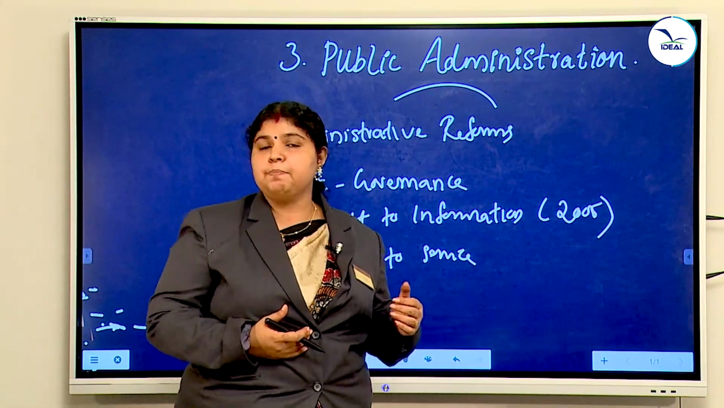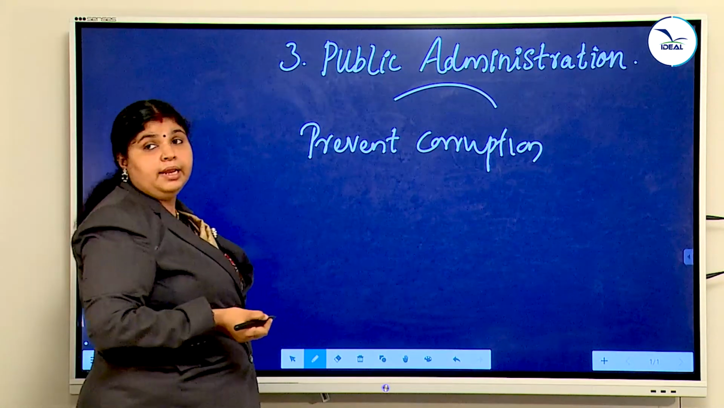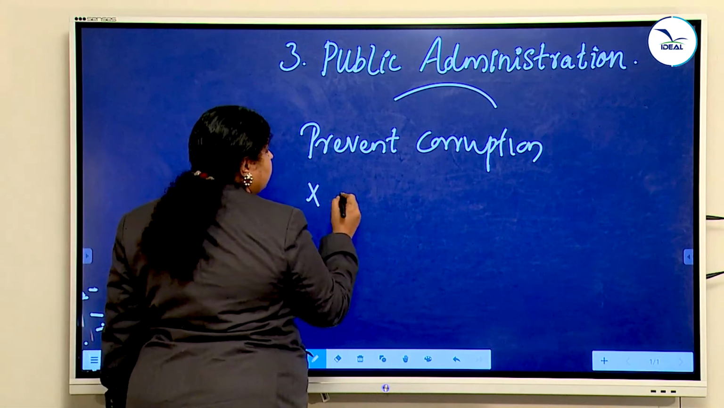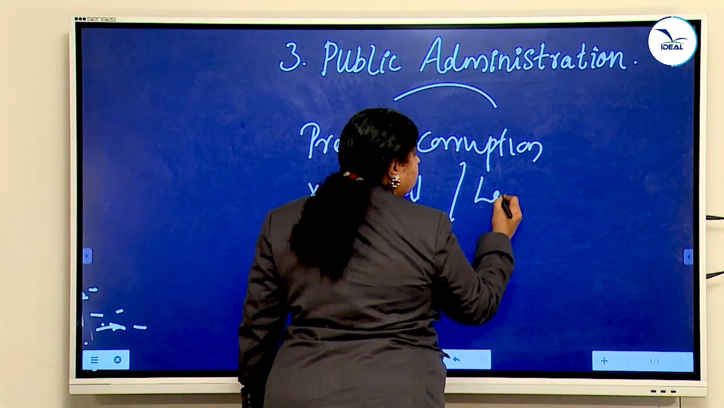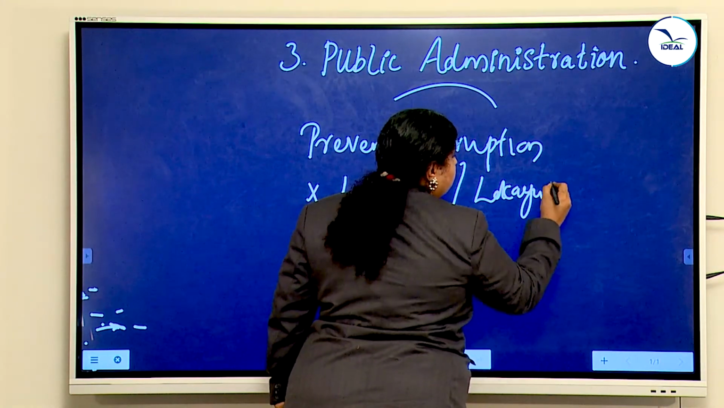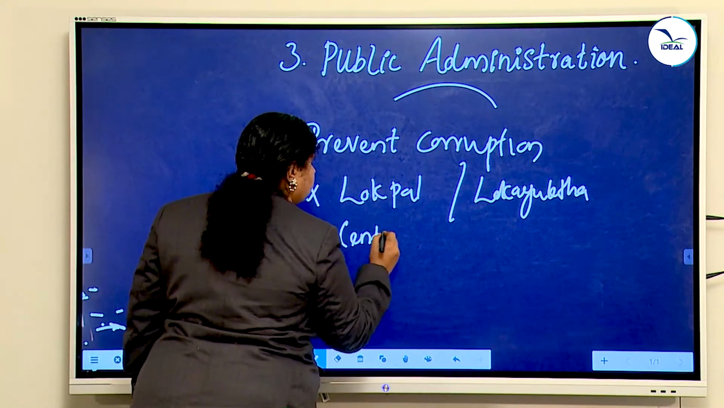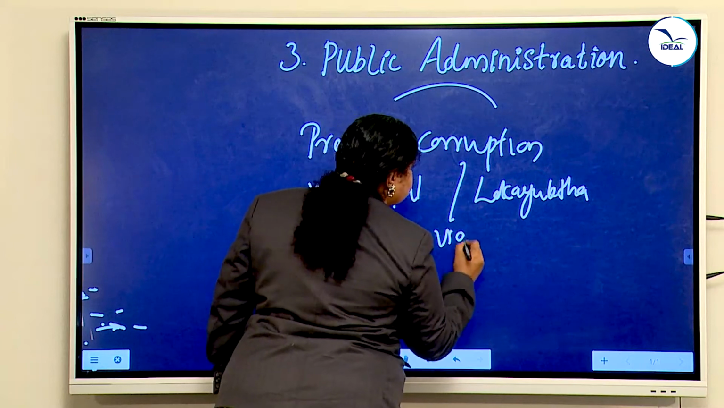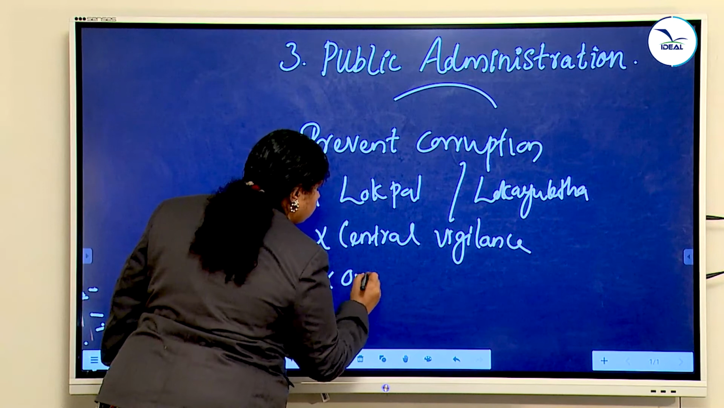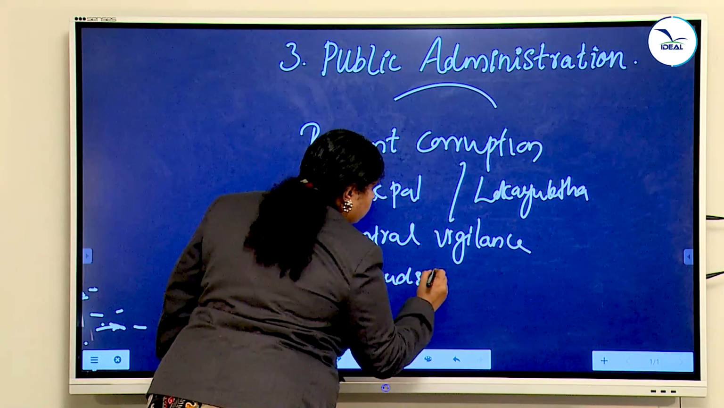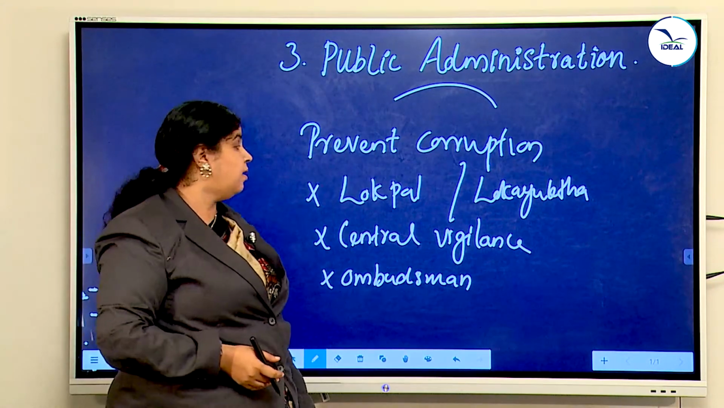The next part is corruption preventing agencies. The main agencies in India that prevent corruption are Lokpal, Lokayukta, Central Vigilance and Ombudsman. These are the main corruption controlling agencies in India.